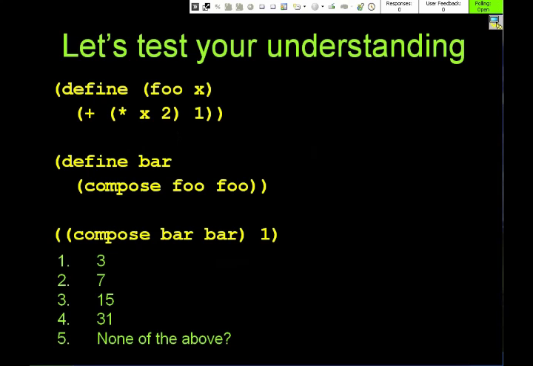Suppose this is your foo bar thing again. Suppose foo is x goes to 2x plus 1. Bar is compose foo and foo. What is bar of 1?